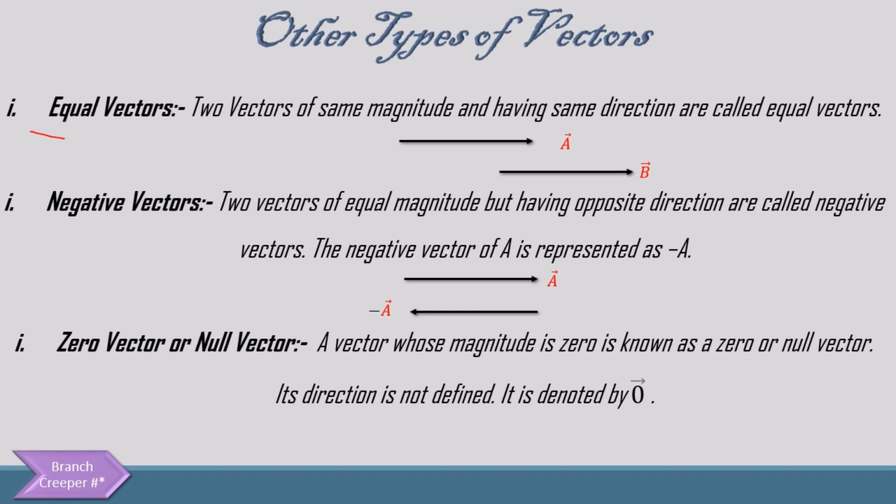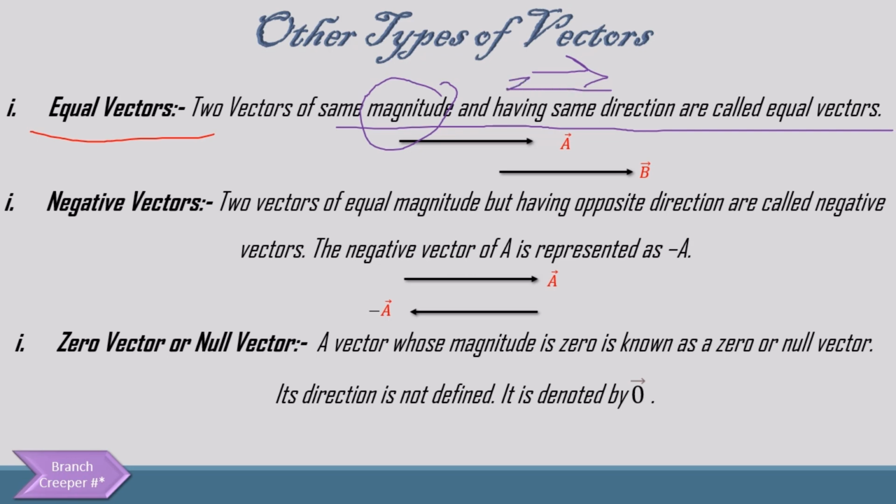Other types of vectors. Number one, equal vectors. These are vectors which have the same magnitude and the same direction. It should be noted that if a vector has the same magnitude but the direction is different, then they are not equal. For example, if I consider vector A in this direction and another vector in the opposite direction, they have equal magnitude but they are not equal. They will be called negative of each other. We will study the negative vector later. Let's consider each is of 1 mm, but as their directions are different, these are not equal vectors.